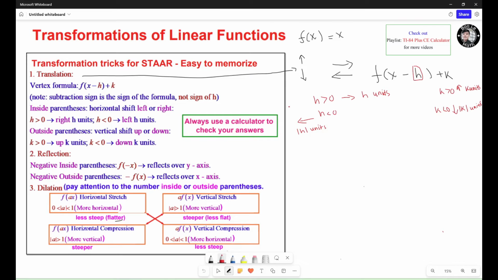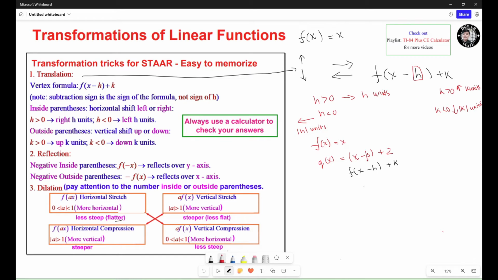Alright, so let's take a look at an example. We have the parent function f(x) = x. Now, g(x) = (x - 3) + 2. So I just write the vertex form. It could be f(x - h) + k. Now I'm going to match them up.